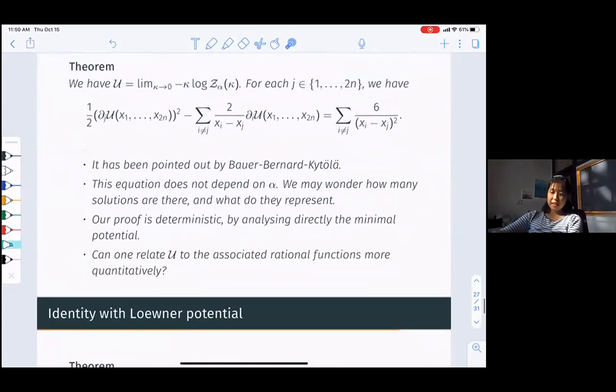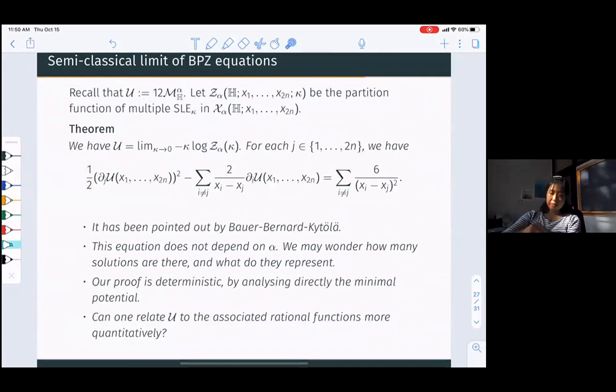Okay, so these are telling you that this minimal potential is actually capturing the relation between the potentials of different boundary data.